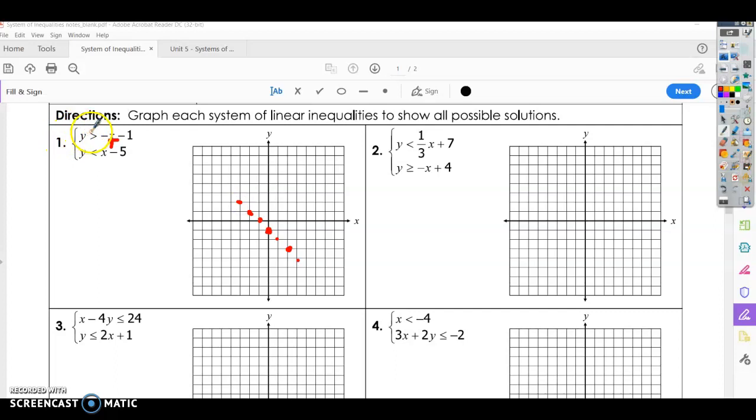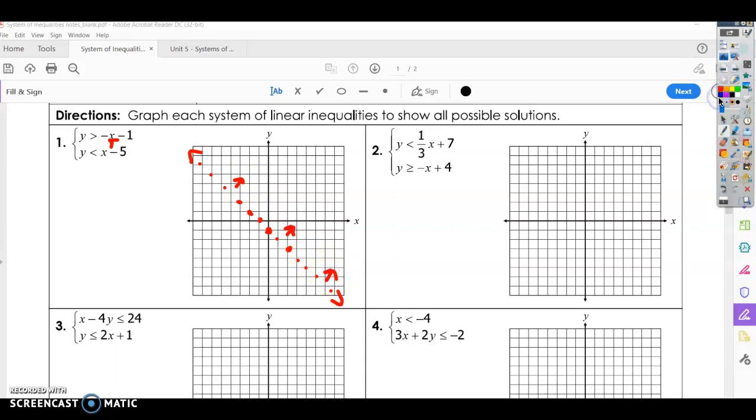This one says greater than, so that means it's a dotted line. So I can just continue those dots and make it a dotted line. And this says greater than, so I'm just going to put a little arrow for now that shows greater than the top line.